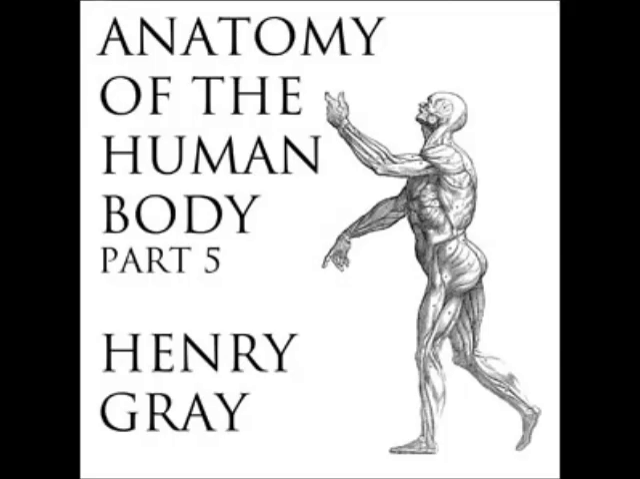Anatomy of the Human Body, Part 5, by Henry Gray. Section 2G. The Small Intestine. Intestinum tenue. The small intestine is a convoluted tube extending from the pylorus to the colic valve, where it ends in the large intestine. It is about 7 meters long.